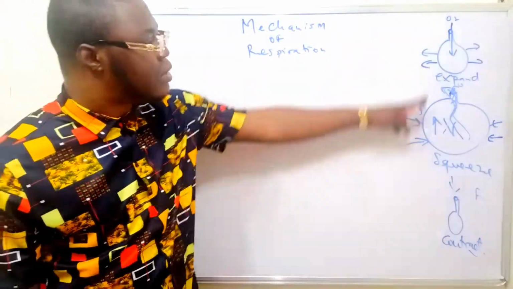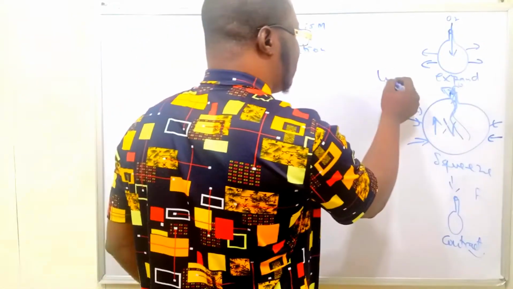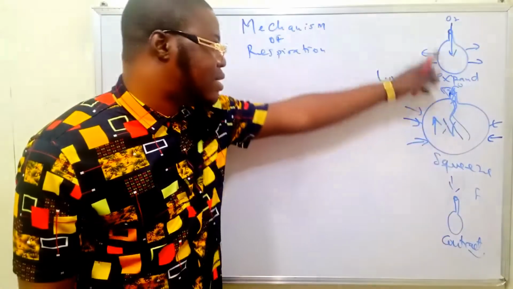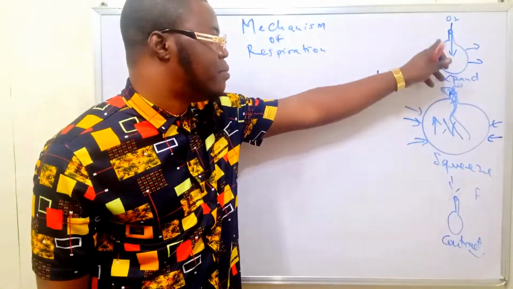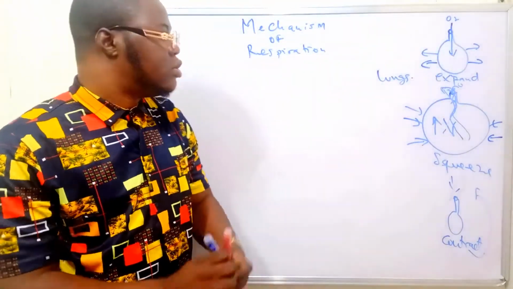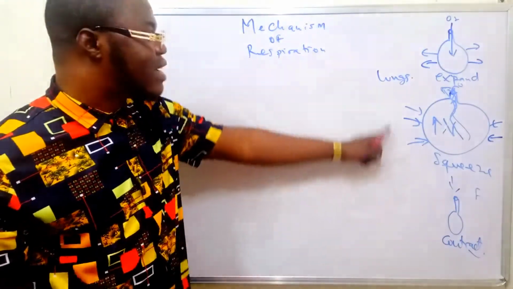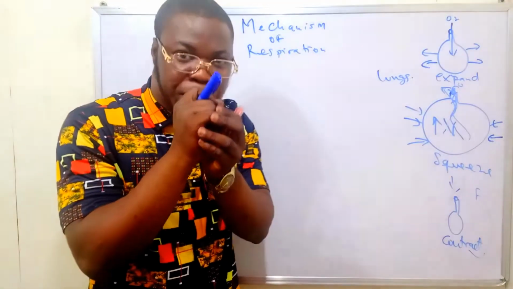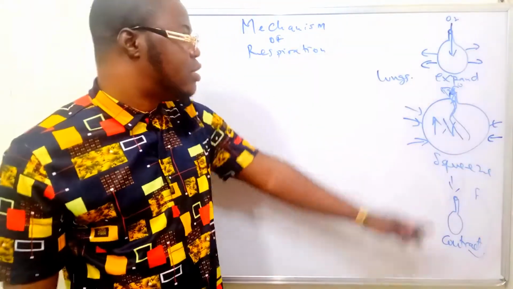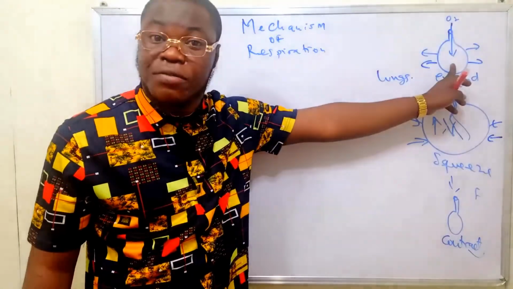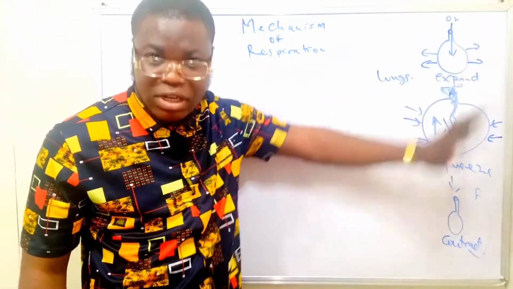Now, from this, how can you define your mechanism of respiration? Just look here. Take this balloon as the lungs. So if these balloons are the lungs, you can start defining your mechanism of respiration from here. So just say the mechanism of respiration is the process of expansion of the lungs due to the intake of oxygen.